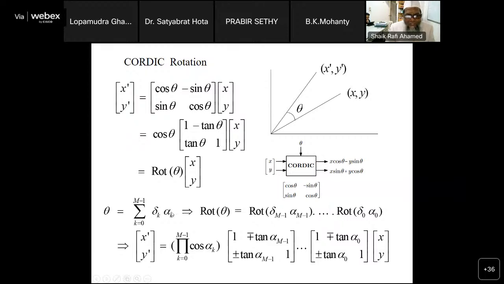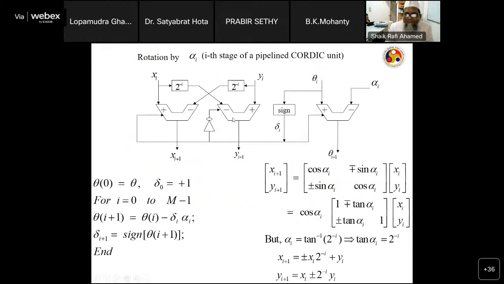Out of this, delta 0 is positive. So initially I will rotate by alpha 0, which is 45 degrees. Then I will see whether this 45 degrees is greater than or less than the total angle that is to be rotated, this theta. If it is greater, I will move in the forward direction, otherwise I will move in the reverse direction. So like that, after m iterations using this formula, I can reach xm minus 1, ym minus 1. The total angle will be theta now. Is it clear? So to get from one stage to another stage, this is the mathematical expression.